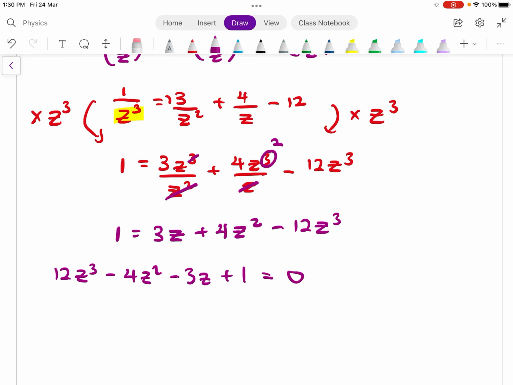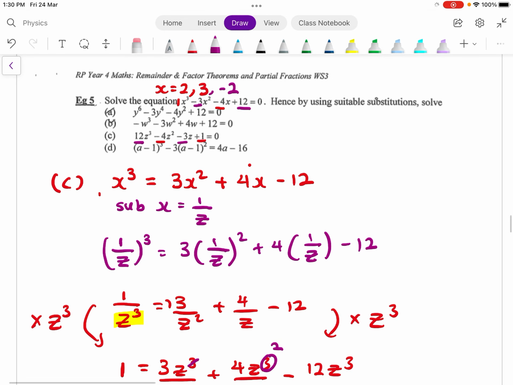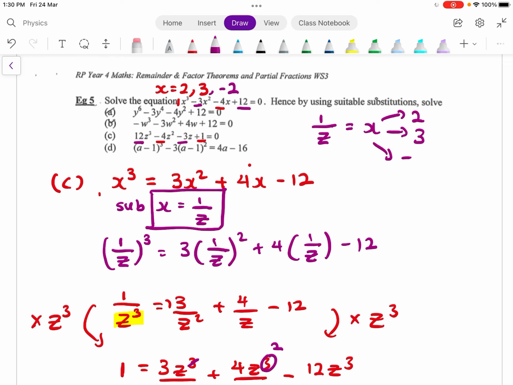The next step is, we know that we substituted x equal to 1 over z. And of course, we want to use the x values, the x answers, to solve for z. First, we know that 1 over z is equal to x, and x is equal to 2, 3, and negative 2. So you just solve: z is equal to half, or 1/3, or negative half.